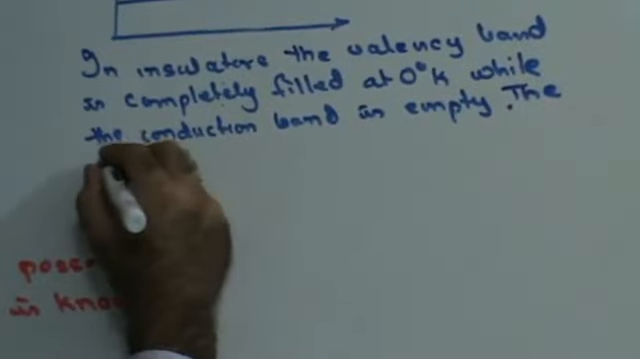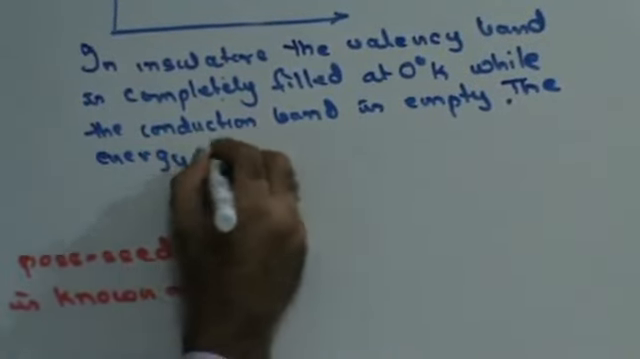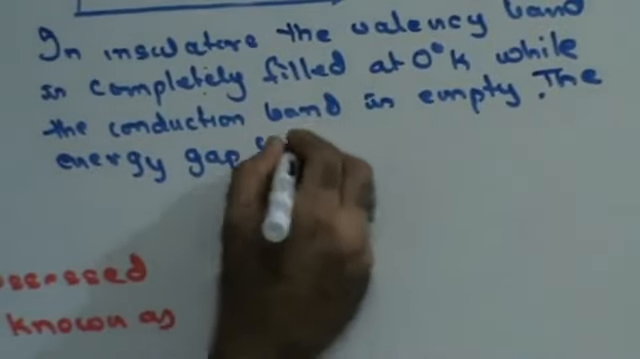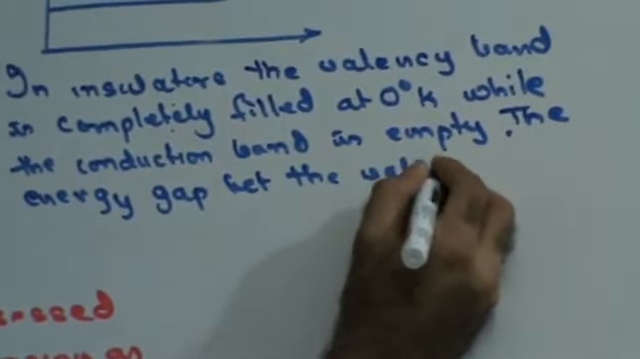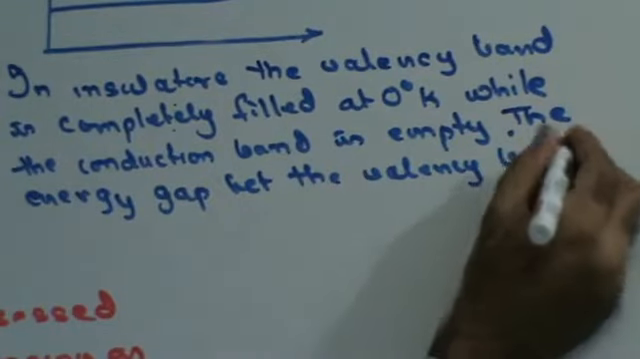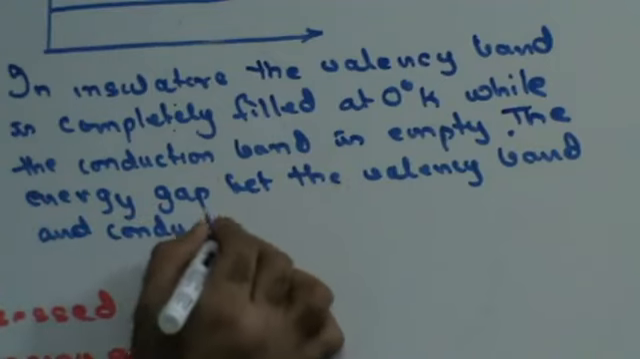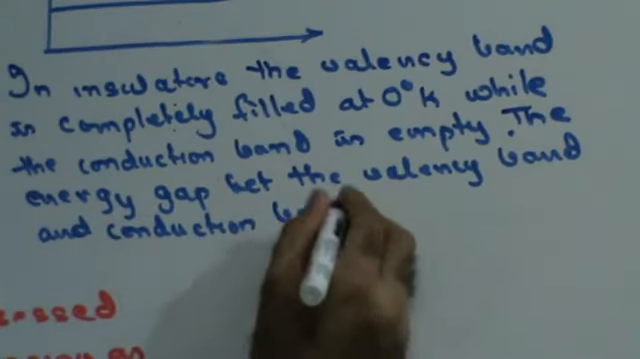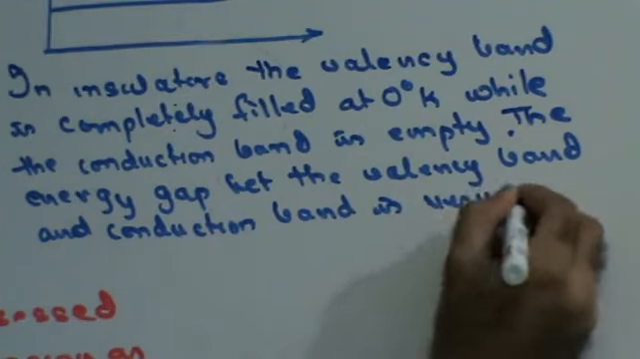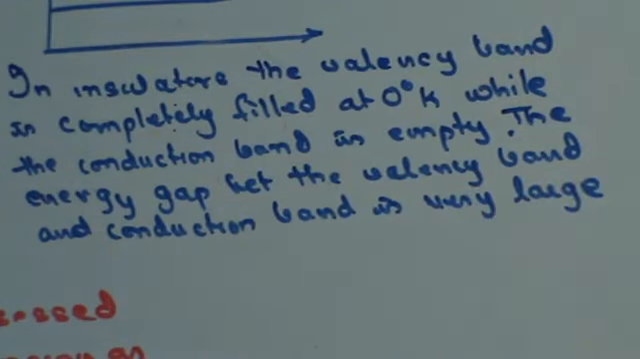The energy gap between the valency band and conduction band is very large, right? Hence, in the presence of high electric field at ordinary room temperature, the electrons do not move from the valency band to conduction band.